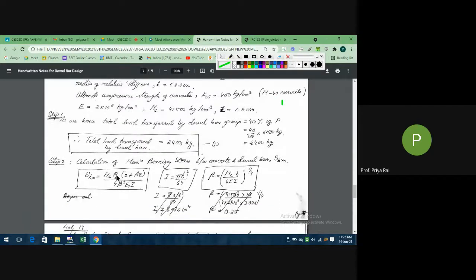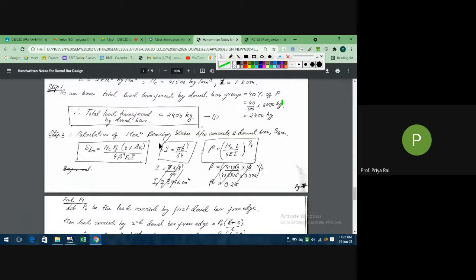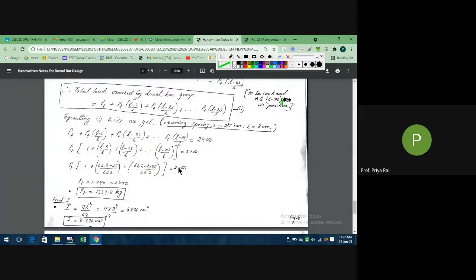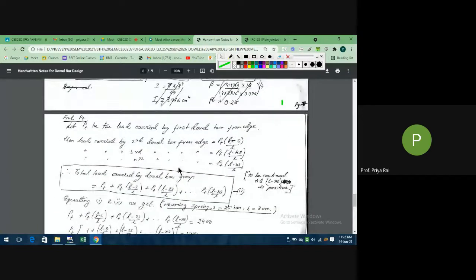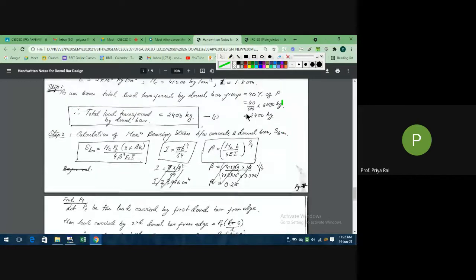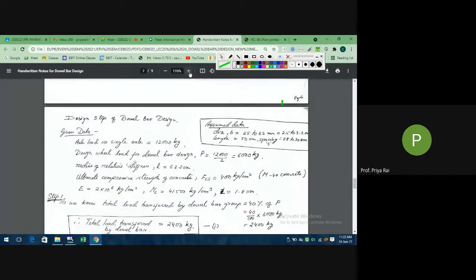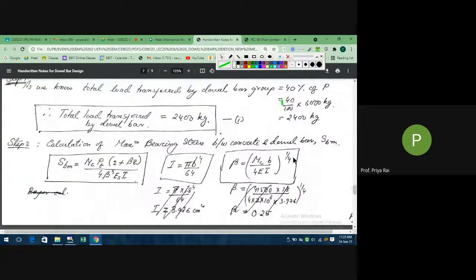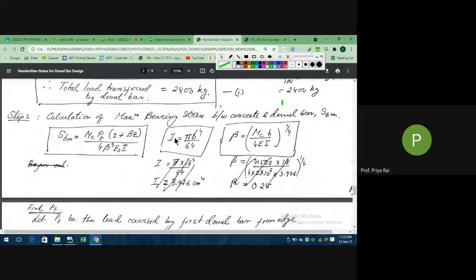Now see here. For SPM, we must calculate I, then we must calculate B. So please calculate I. By assuming B, take the assumed value of B as 3 centimeter. See, it is within the range, 2.5 to 3.2 centimeters. So take B as 3 centimeter. Then calculate and tell me what is the value of I.